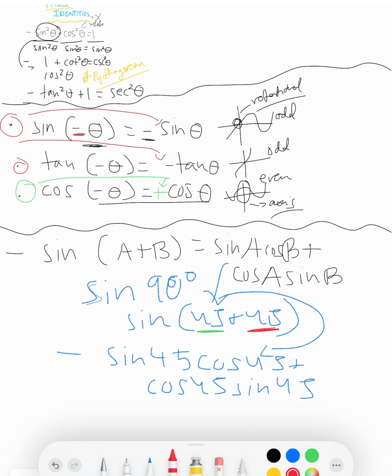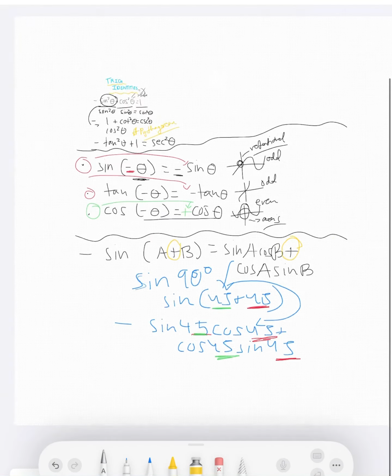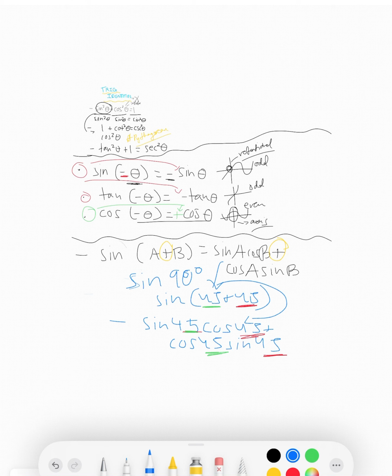Even if it's sine of, say, 60 plus 30, I could do that too. This would be 60, and this would also be 60, and this would be 30 and 30. The green is what the A value is, and the other is the B value. If it's a difference identity, this sign will be negative and this sign will be negative. That's all. The process is very similar when this is cosine, except you switch the order of the sine and cosine.